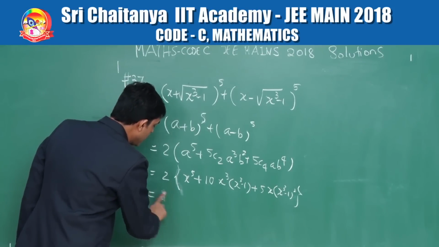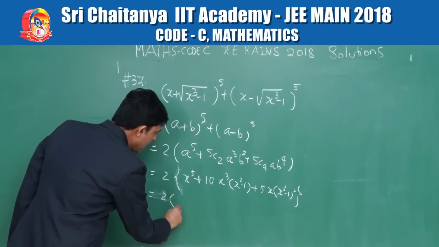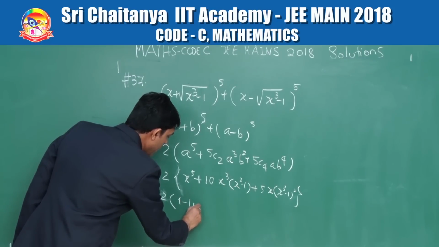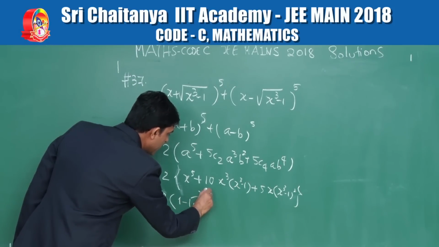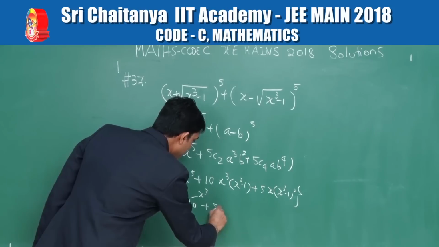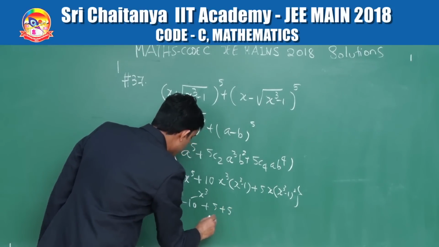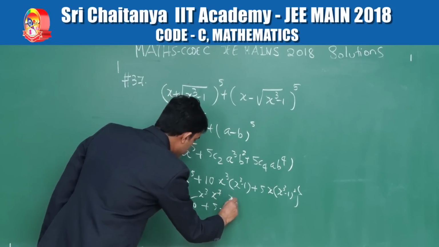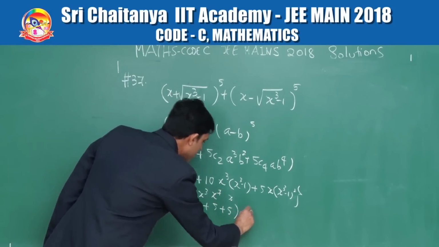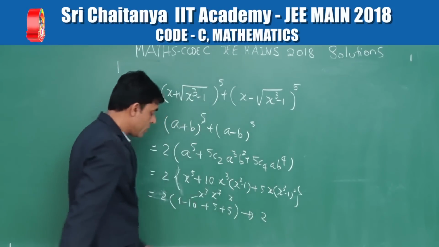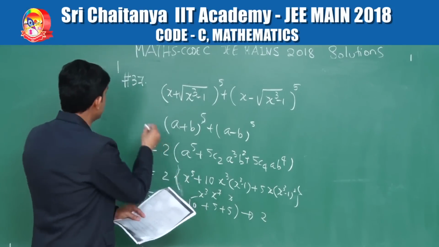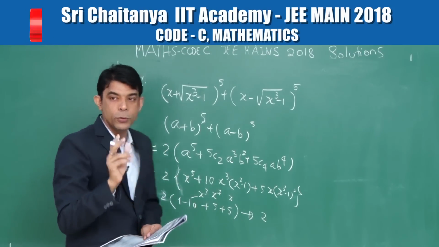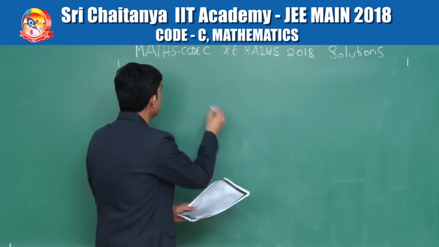So if you want the coefficients, you will get 2 times x5 will contribute 1, then here you will get minus 10. This 10 comes from x cube, then you will get plus 5 and then plus 5. 1 plus 5, that will come from x7 and other will come from x, and so your answer happens to be 2. So our answer for 37 is option number 3, and the answer happens to be 2. Let's do number 38.